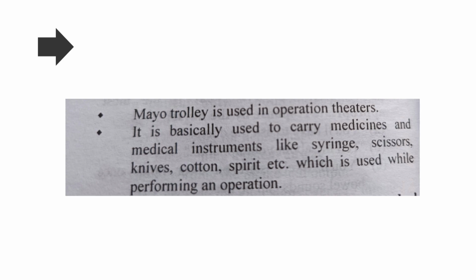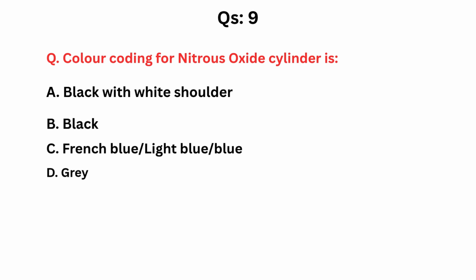Mayo trolley is basically used to carry medicines and medical instruments like syringe, scissors, knives, cotton, spirit, etc., which are used while performing an operation. Question number 9. Color coding for nitrous oxide cylinder is.